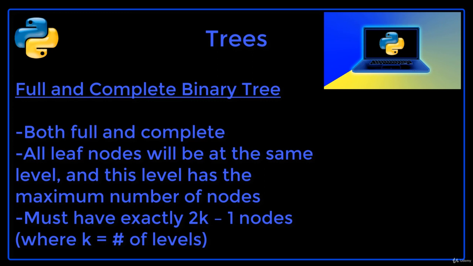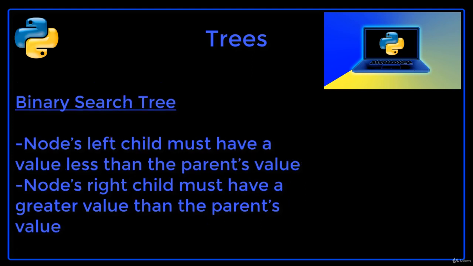All leaf nodes will be at the same level, and this level has the maximum number of nodes, and it must have exactly 2^k - 1 nodes, where k is the number of levels. A binary search tree means that a node's left child must have a value less than the parent's value, and the node's right child must have a greater value than the parent's value.